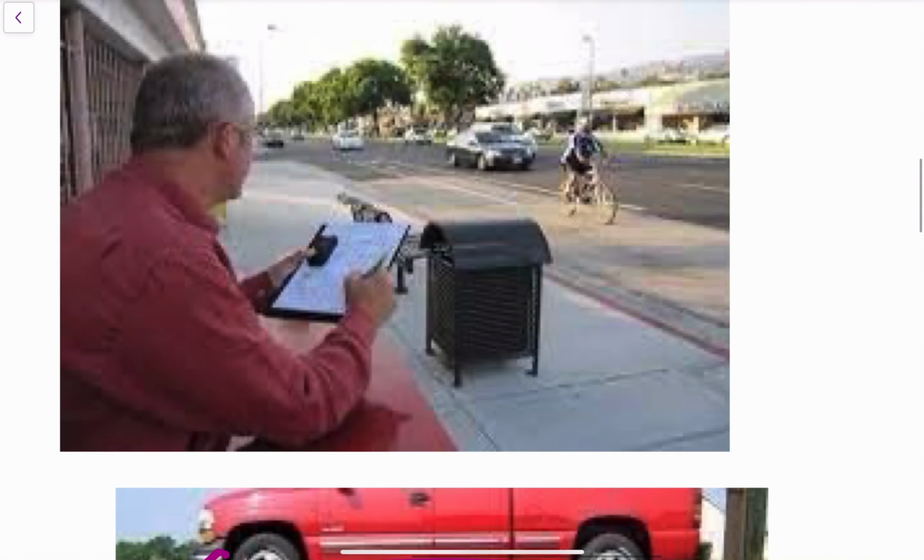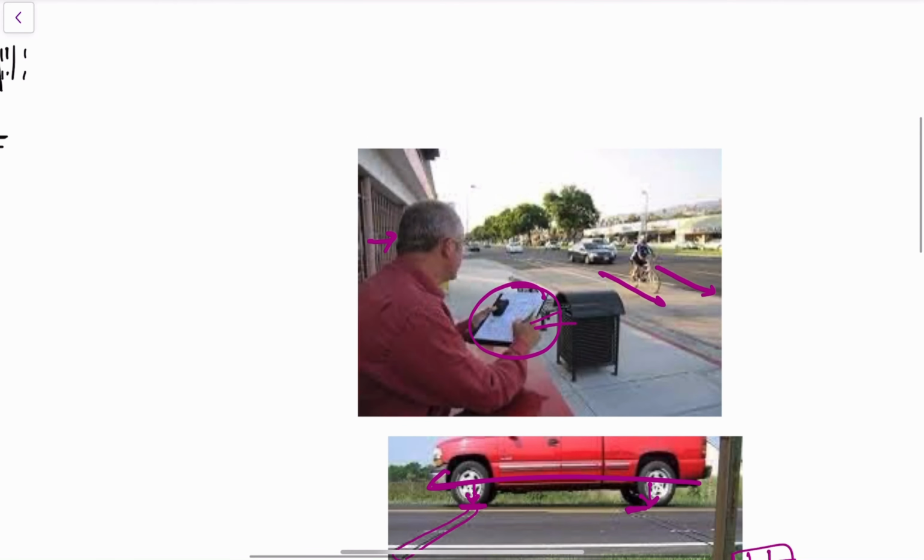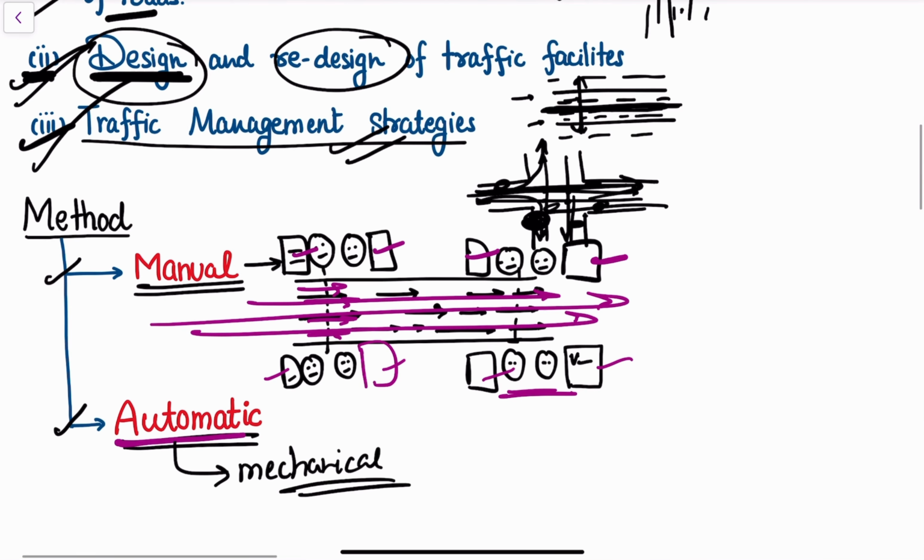While in manual, we have a surveyor that is set at the side of the road, and it has the data log and the type of vehicles that are crossing. It records the traffic volume that is passing from the study section, right? So each method has its own pros and cons. Both the methods have their own positives and negatives.